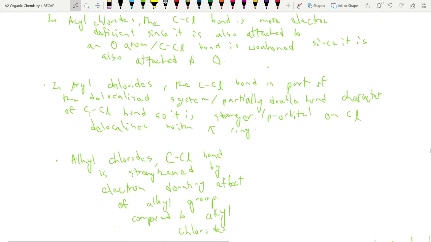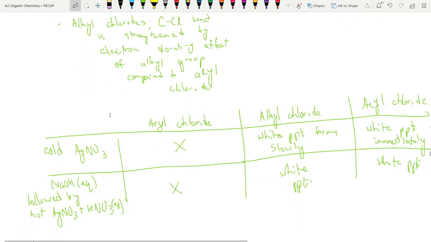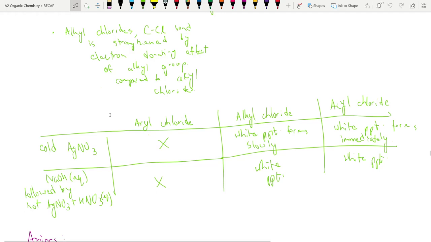And alkyl chlorides, like ethyl chloride, are strengthened by the electron donating effect of alkyl groups, right? So it can be hydrolyzed, but it's harder to break compared to acyl chlorides, because in acyl chlorides we had an electron withdrawing tendency, so the bond was weakened. But here it's strengthened, but it can still be broken. For example, if you apply cold silver nitrate, we're going to get a white precipitate with acyl chlorides and alkyl chlorides, but it forms immediately with acyl chlorides, and it takes some time with alkyl chlorides. Aryl chlorides do not form a white precipitate.